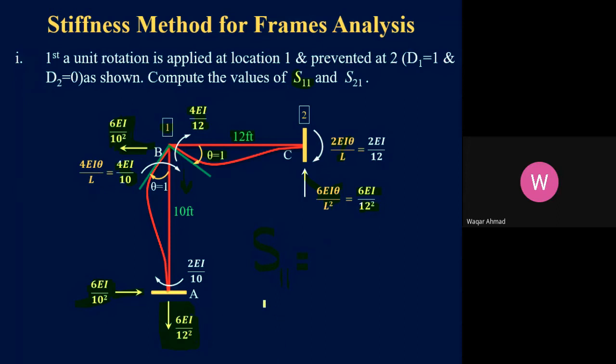Now, what will be the next value I'm getting from this slide? The next value I'm getting from this slide is S21. Now, what is this 2 showing? This 2 is showing coordinate number 2, and this 1 is showing the unit displacement location. Our unit displacement was applied at coordinate 1, and due to this unit displacement, the fixed end moment coming at location number 2 is 2EI over 12. This is clockwise, so this will be positive. So this will be 2EI over 12.